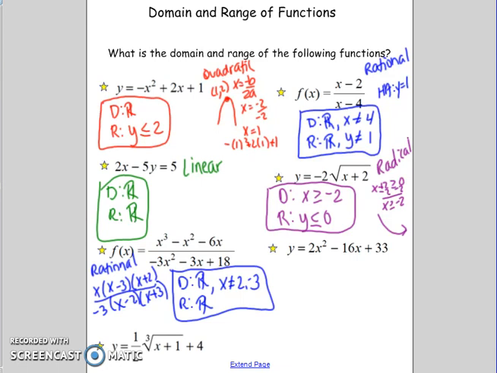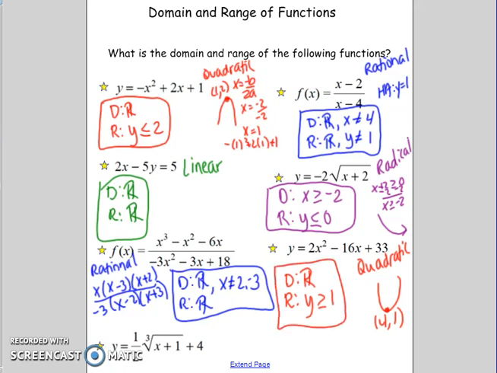Okay, the next one is a quadratic because you have an x squared. So we'll do that now. So the quadratic. So we're going to find the vertex. So we know that the domain is all real numbers. But for the range, we have to find the vertex. So we're going to do negative b over 2a, and we're going to find the vertex. This opens up. If you do negative b over 2a, you'll get the x value is 4. When you plug that back in, you get 1 for y. So since this graph is opening up, the range is going to be y is greater than or equal to 1, which is the y value.